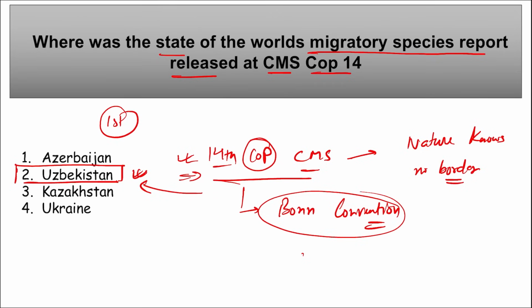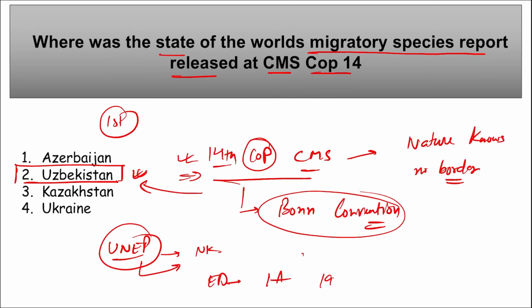Next, if we talk about UNEP, the United Nations Environment Programme, where is the headquarters of UNEP? Nairobi, Kenya. Who is the executive director of UNEP? Inger Andersen. And when was it established? In 1972 this was established. Moving on.